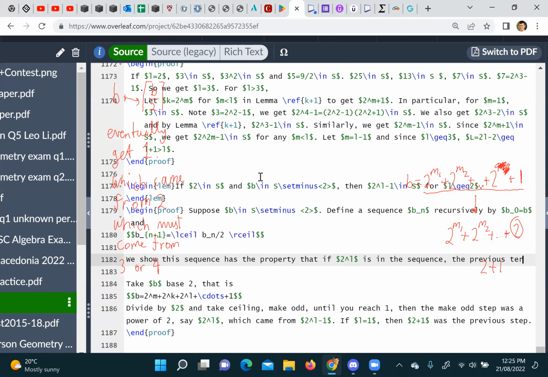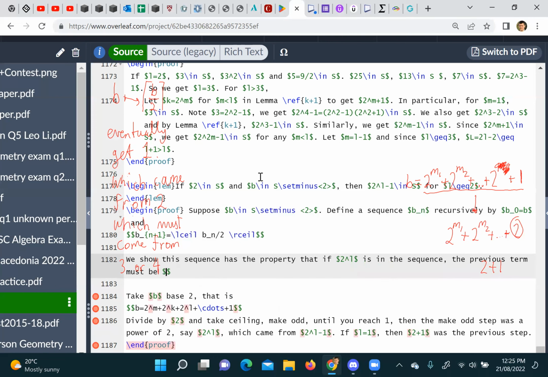Imagine spawning here. There's been a glitch. So the previous term must be 2 to the L plus 1, or 2 to the L plus 1 minus 1. Wait, 2 to the L plus 1 minus 1. Yeah, the whole thing minus. And then you're just like, yeah, just one less than, the a L.